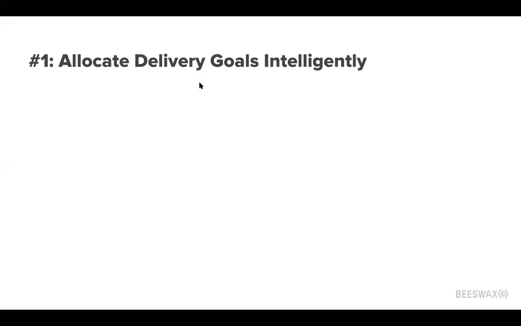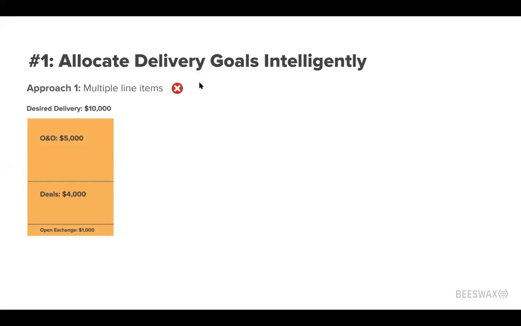So the first use case is around allocating delivery to specific inventory goals. Let me talk about the typical approach first. Let's say I wanted to deliver $5,000 to my owned and operated inventory, and then $4,000 to deals, and then $1,000 to open exchange. I would set up 3 different line items targeting those inventory sources and give each of those line items a budget cap, right? So that's what you typically do.